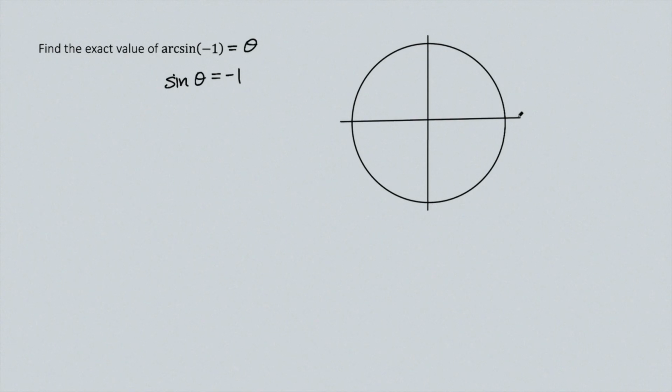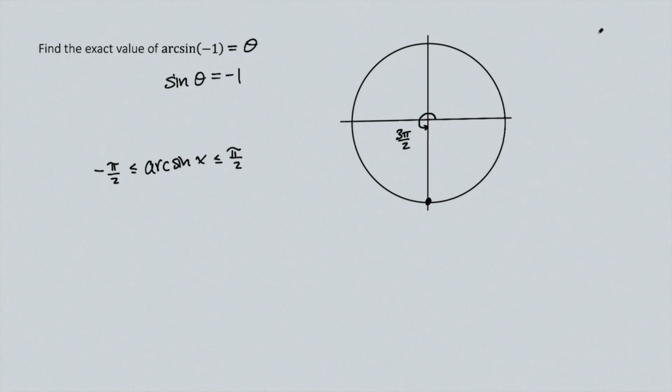Now, hopefully you've got your unit circle memorized. Remember that the sine is the y-coordinate. So a y-coordinate of -1 is actually down here at this point. Now, you need to be careful because most people would think of that as this angle right here, which is 3 pi over 2. However, the inverse sine function, the arc sine function, is stuck between -pi over 2 and pi over 2.